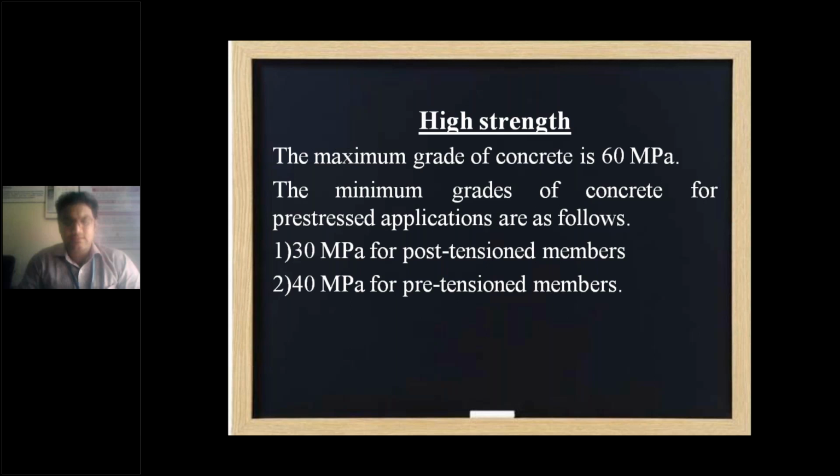Here the minimum grade of concrete for pre-stressed applications is as follows. Please try to remember this: 30 MPa is for post-tension members and 40 MPa for pretension members. Very, very important. So 30 MPa should be the concrete strength when you go for post tensioning, and 40 MPa is the strength for pre-tensioning. Please keep this in mind. This is what high strength concrete means.